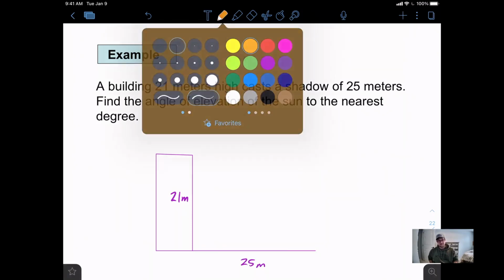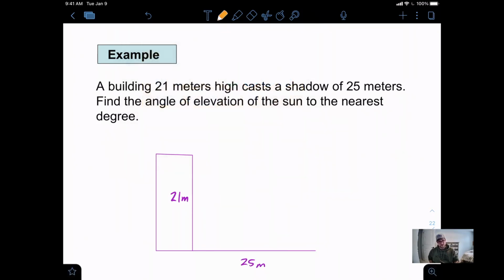Now, if it's casting a shadow, here's what we know. We know the sun has to be sitting somewhere up over here. So the sun comes down, we can see its rays, it gets blocked by the building, and that's what creates the shadow, and it lands at a point over there, which would be the top of the shadow. Now what we're being asked to find is the angle of elevation. So what is the angle needed to look up at the sun from that point?